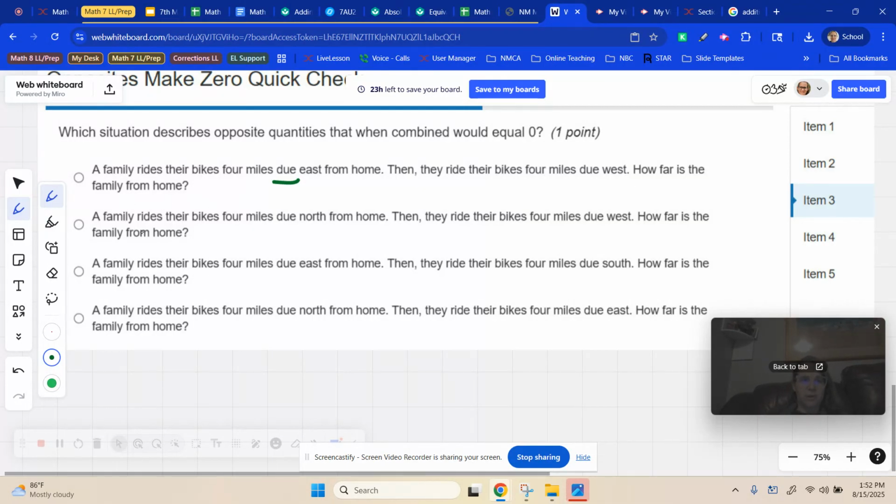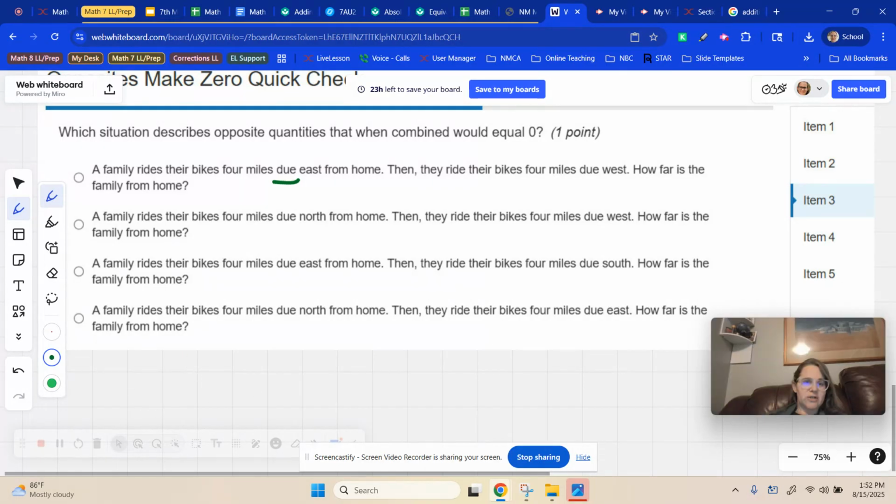That's one choice. A family rides their bike 4 miles due north from home. Then they ride their bikes 4 miles due west. How far is the family from home? We've got choice 3 here. The family rides 4 miles due east. Then they ride their bikes 4 miles due south. How far is the family from home? And then a family rides their bike 4 miles due north. Then they ride their bikes 4 miles due east.